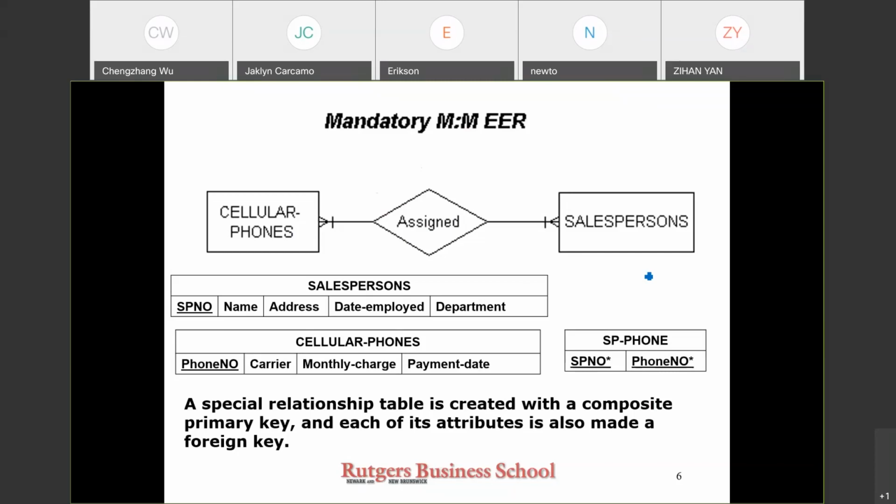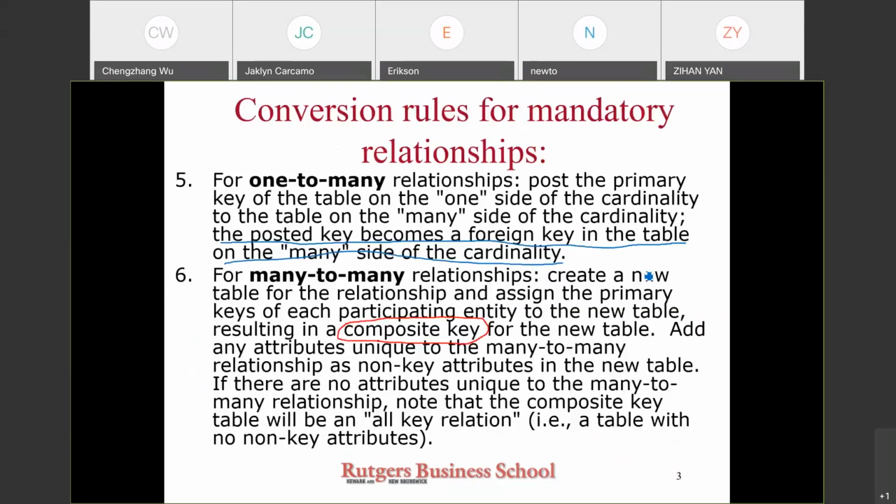Mandatory many to many relationships are dealt with by applying the last rule. That is, a new composite key is created using the primary keys from each table participating in the many to many relationships. So let's look at the last rule. To create a new table for relationships and assign the primary key of each participating entity to the new table, resulting in a composite key for the new table.